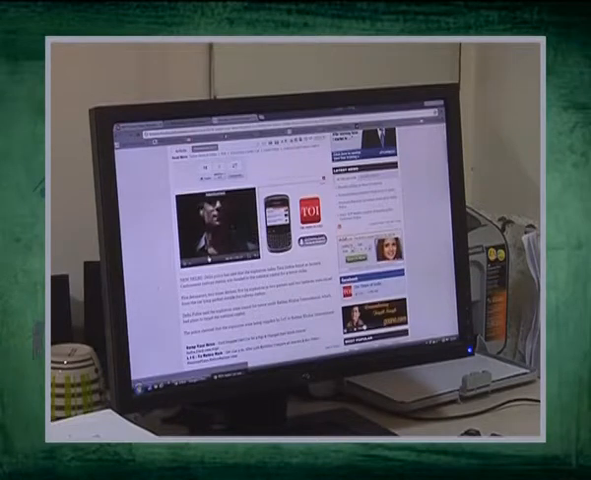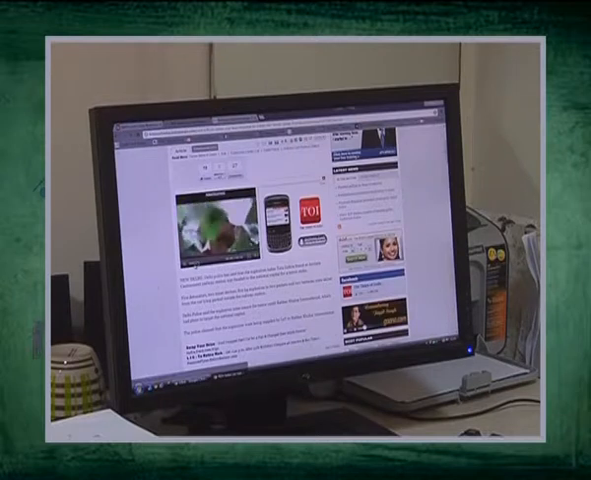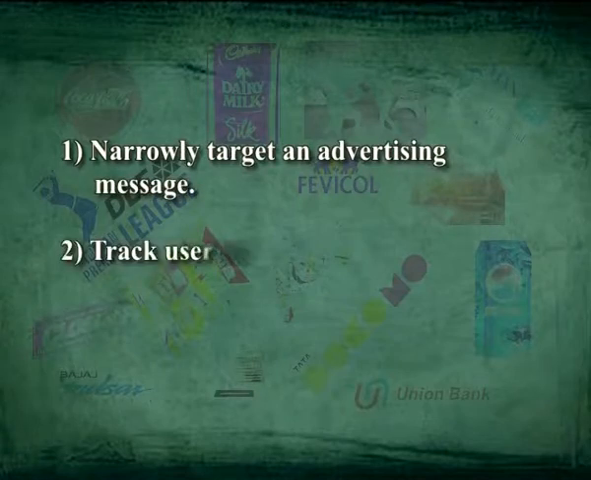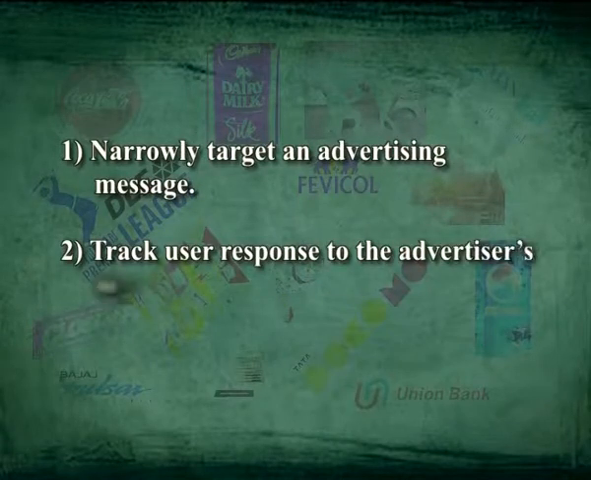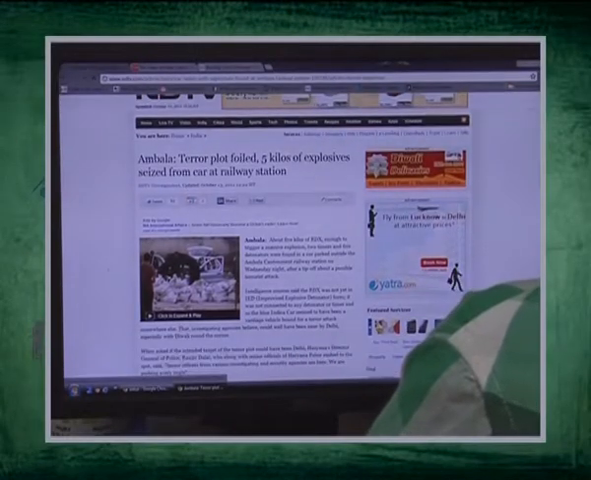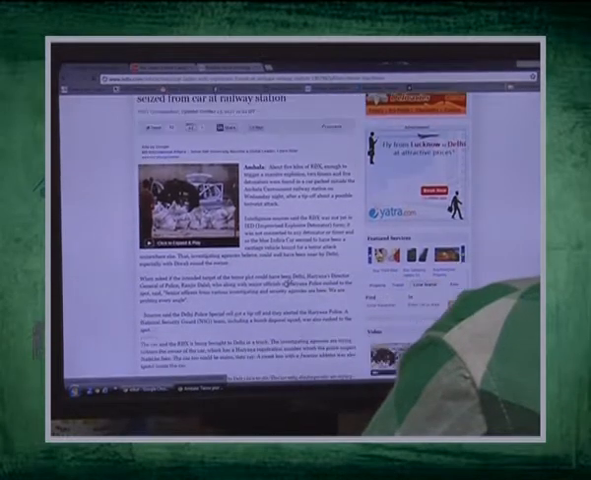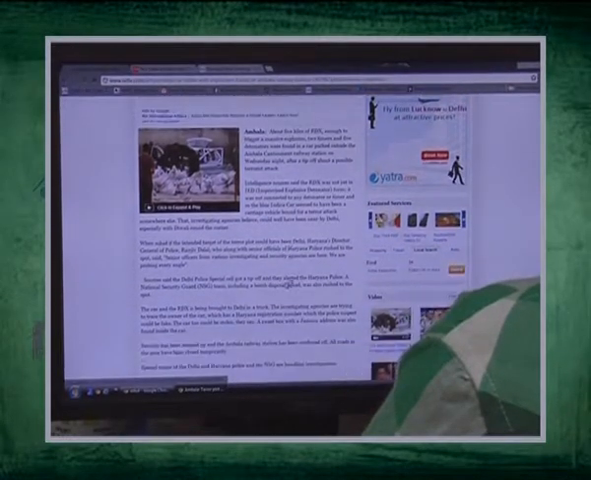The fastest growing media outlet for advertising is the internet. Compared to spending in other media, the rate of spending for internet advertising is experiencing tremendous growth. Two key reasons for this shift rest with the internet's ability to: 1. narrowly target an advertising message, and 2. track user response to the advertiser's message. The internet offers many advertising options, with messages delivered through websites or by email.